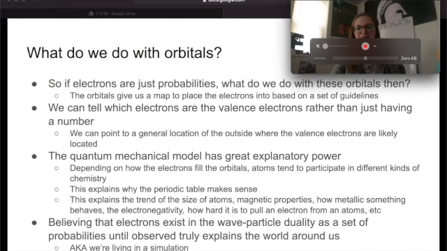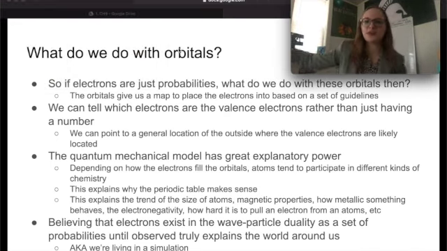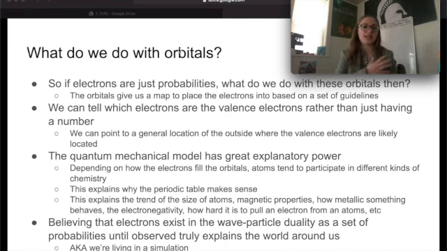So what do we do with these? Okay, I went on a rant about orbitals. Electrons don't exist. Where are we? The orbitals just give us maps to place the electrons into based on a set of guidelines. In a minute here, we'll talk about the set of guidelines in the next video. Once we do this, we can tell which electrons are the valence electrons rather than just having a number. We can point to a general location on the outside where these valence electrons are likely to lie. We can tell which orbitals they're in.